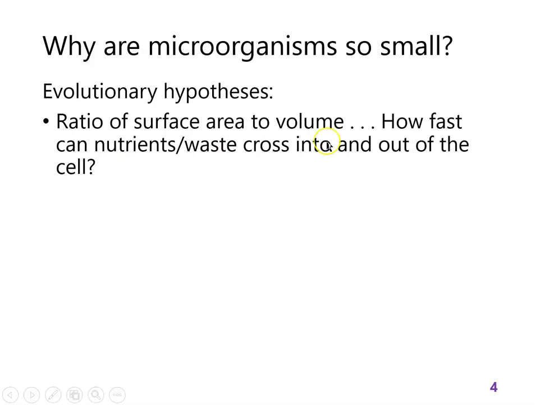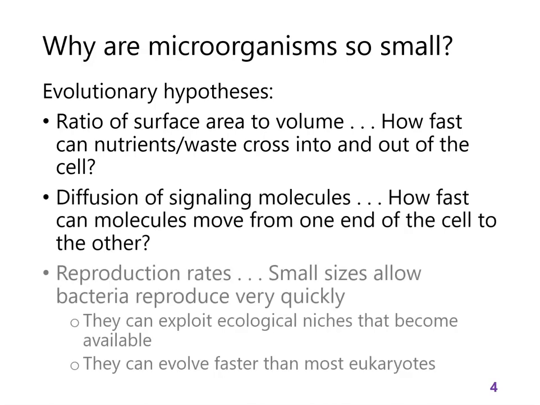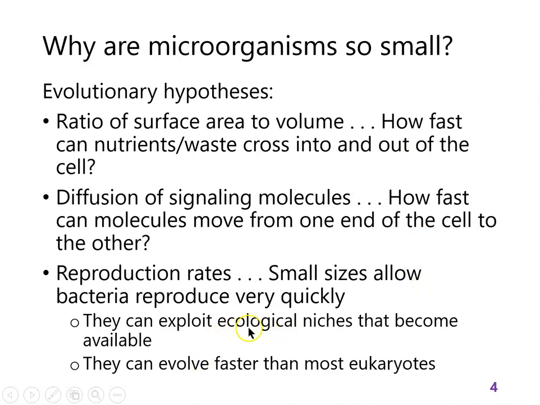So the first one is the ratio of surface area to volume, and I'll explain this in the next slide. Another is diffusion of signaling molecules, and I will again explain this in the next slide. The last one is reproduction rates. So small sizes mean that it doesn't take long for bacterial cells to grow big enough to divide. And once they divide, they've gone through an entire generation, and they can mutate as they go through that process. And in the process of mutation, they can introduce genetic variability into a population that allows evolution to happen. It allows natural selection to happen. So the small sizes allow them to reproduce quickly, exploit new niches, and evolve quickly.